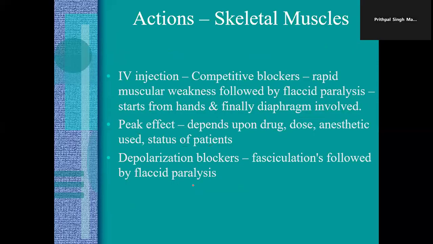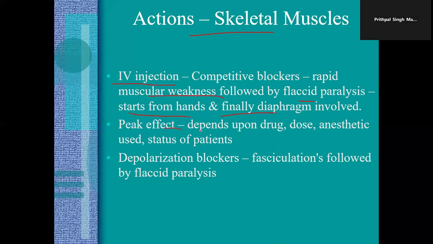Now, when we talk about the actions of this particular drug, for the non-depolarizing or competitive blocker, obviously we first talk about the pharmacological action. The first organ that we need to talk about is the skeletal muscles. If you give an IV injection of a competitive blocker, it causes rapid muscular weakness, which is followed by flaccid paralysis, starting from the smaller muscles, that is muscles of the hand, and finally the diaphragm is involved.